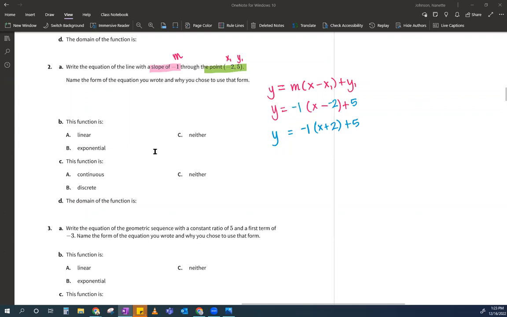All right. Next couple questions. Linear, exponential, neither. Which one? Yeah, it's linear. And we know it's linear because it says x to the first, right? Yeah, linear, exactly. Very good. It is linear. And for those of you who are unsure of why it's linear, they also said write the equation of the what? Oh, line, right?